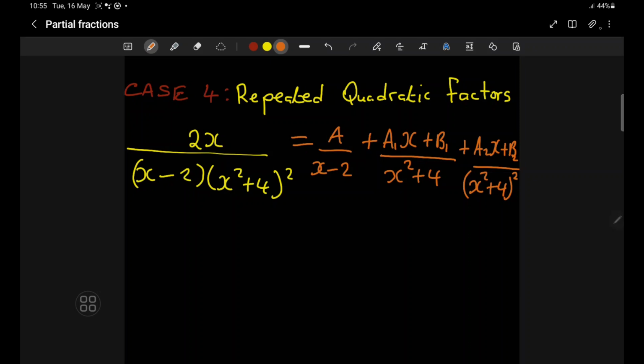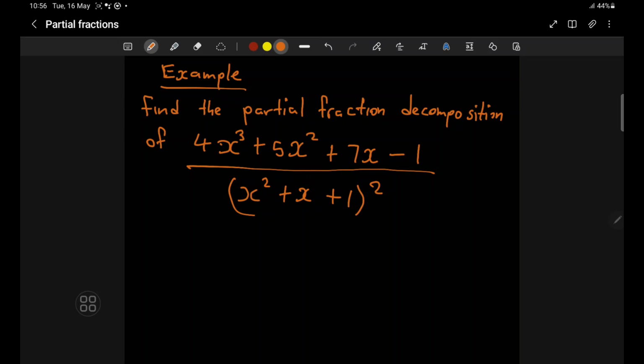Let's look at an example. So in this example, we have this expression. If you look at the denominator, first it's a quadratic and it's irreducible. We can't reduce this quadratic. Then it is also repeated. So for this one, the partial decomposition will be of the form.